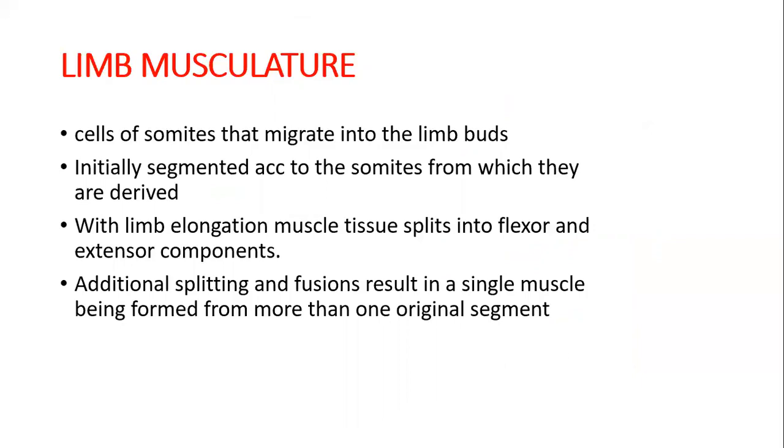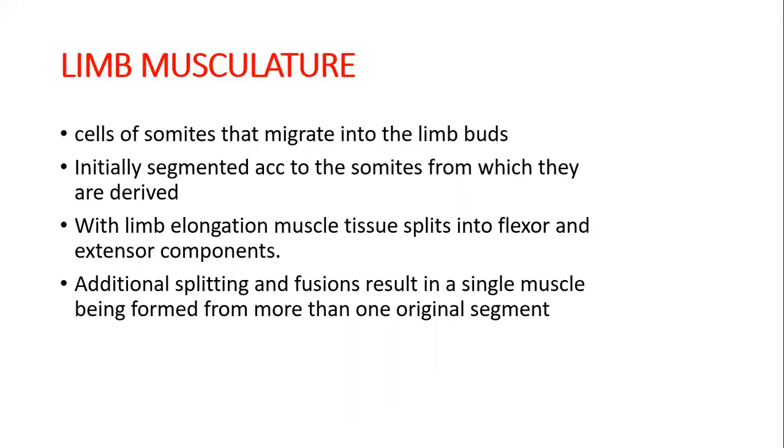However, once the limbs elongate, the muscle tissue splits into flexor and dorsal components. Then additional splitting and fusion occurs, and each single muscle may be formed from one or more original segments. The resulting complex pattern of muscle is determined by the connective tissue derived from the lateral plate mesoderm.